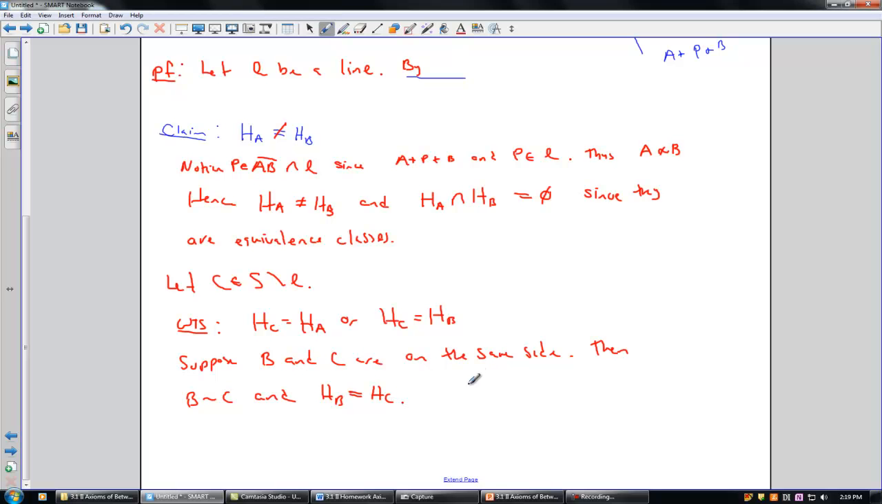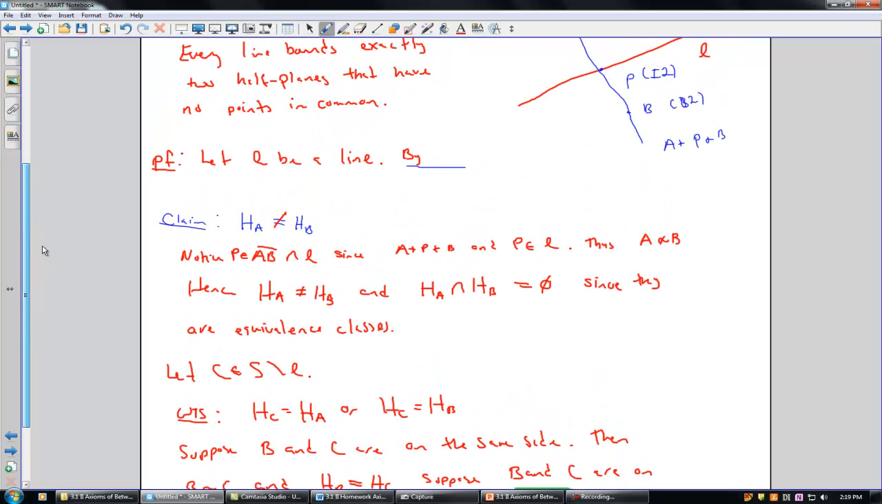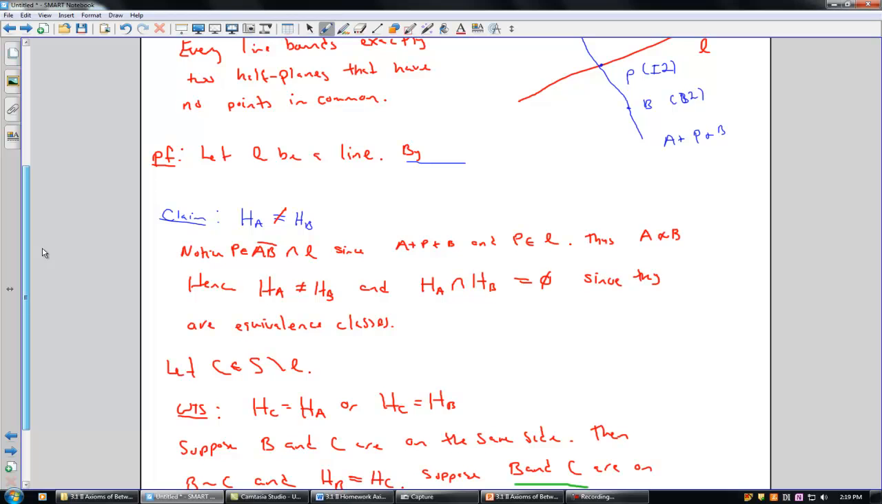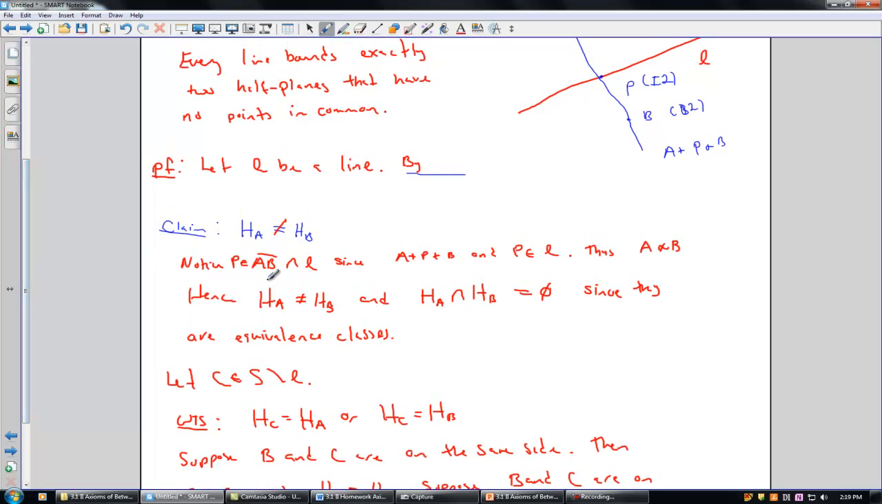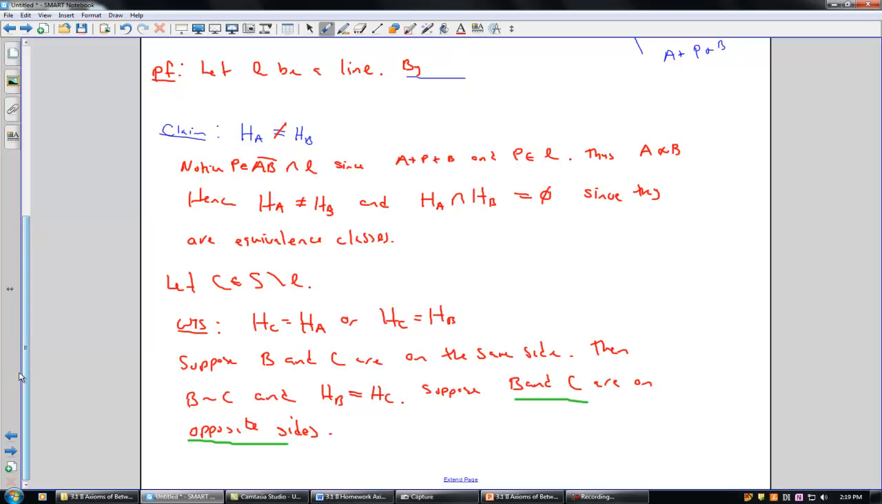So now suppose B and C are on opposite sides. Right? So if they're not on the same side, they're on opposite sides. So what you need to notice here is that B and C are on opposite sides, but what else? If we go back up here, what are we assuming about A and B? Because H_A is not equal to H_B.